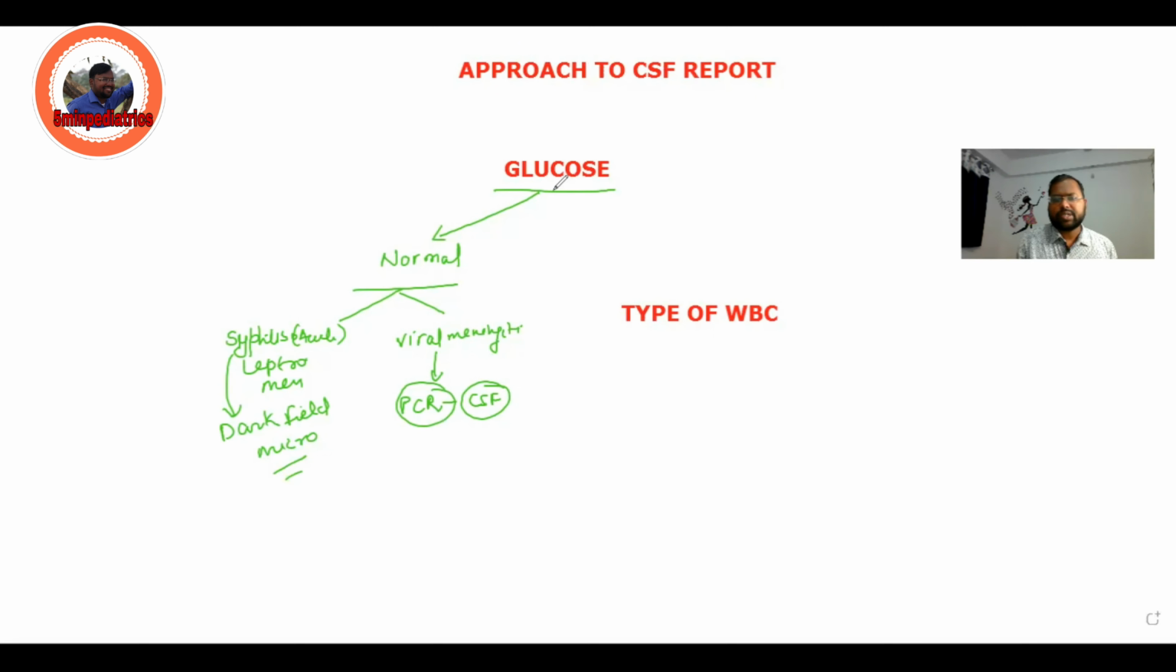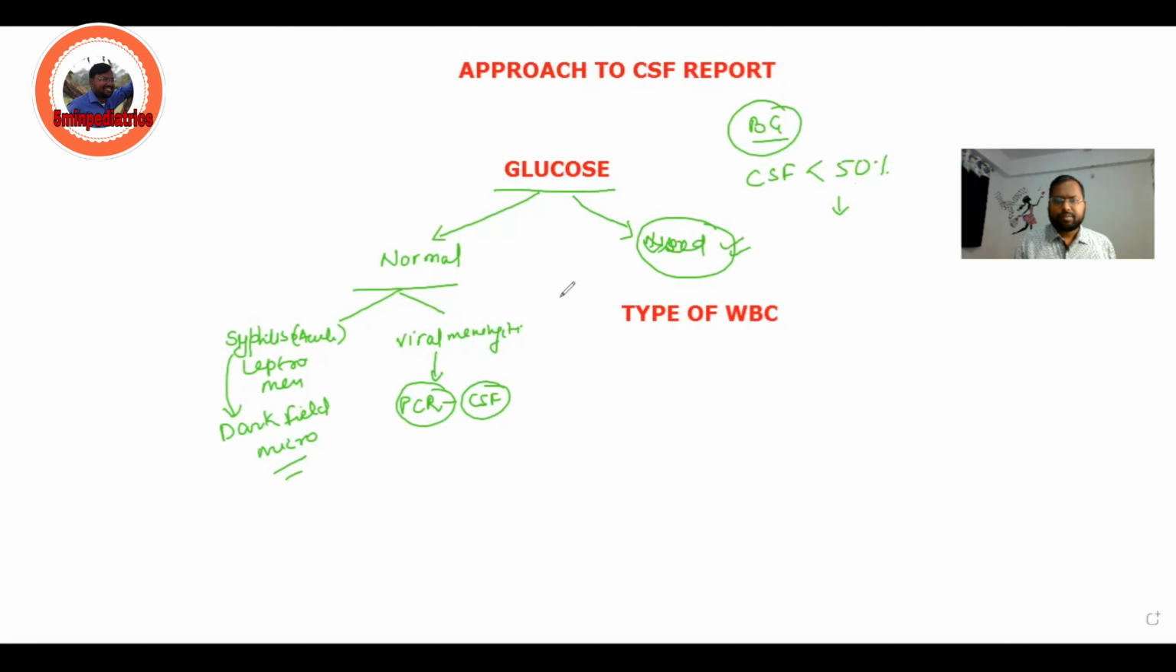Now suppose we get decreased sugar. Now how do we define that? Before doing lumbar puncture, take the blood sugar. If the CSF glucose is less than 50% of the blood glucose, we consider it decreased.